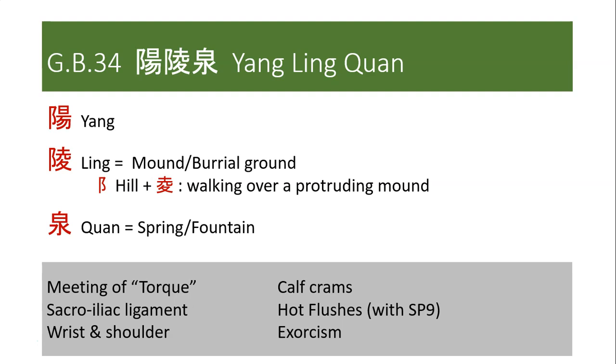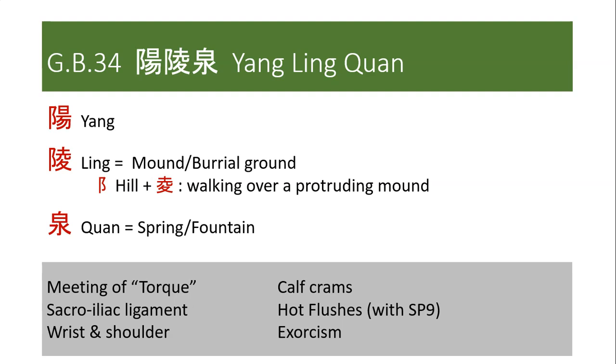Gallbladder 34 is also a good point for wrists and shoulder, and I believe TCM says the same thing. It's also a good point for calf cramps. That was misspelled here, apparently. It is a supporting point for hot flashes with spleen 9.